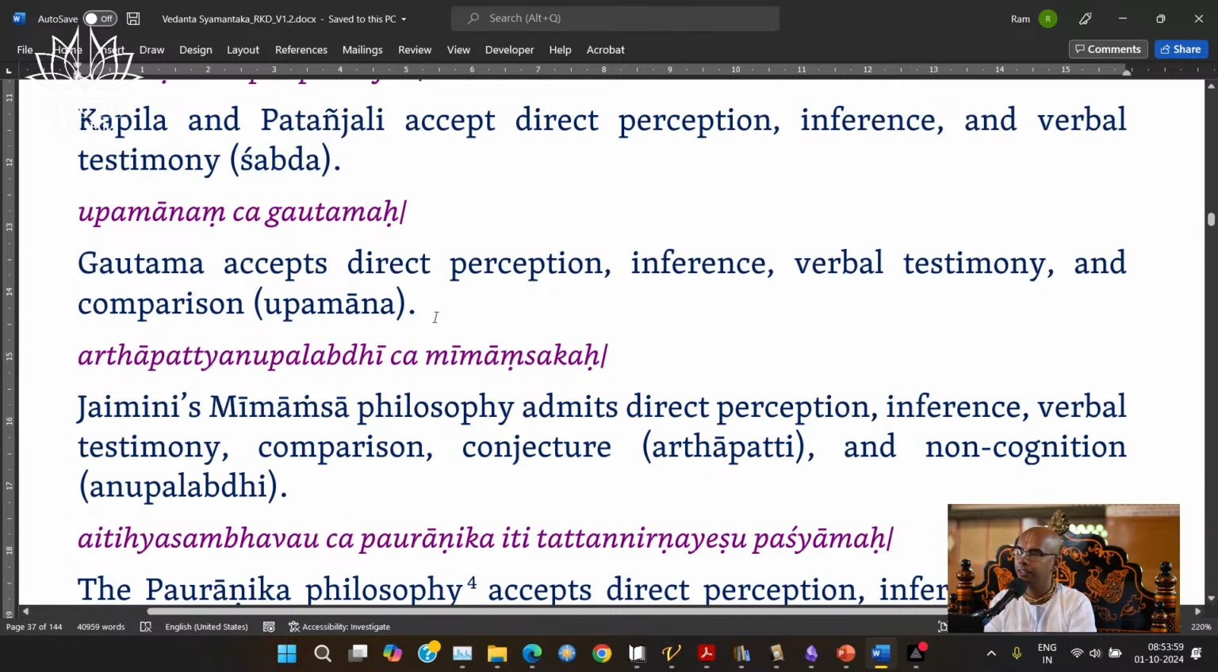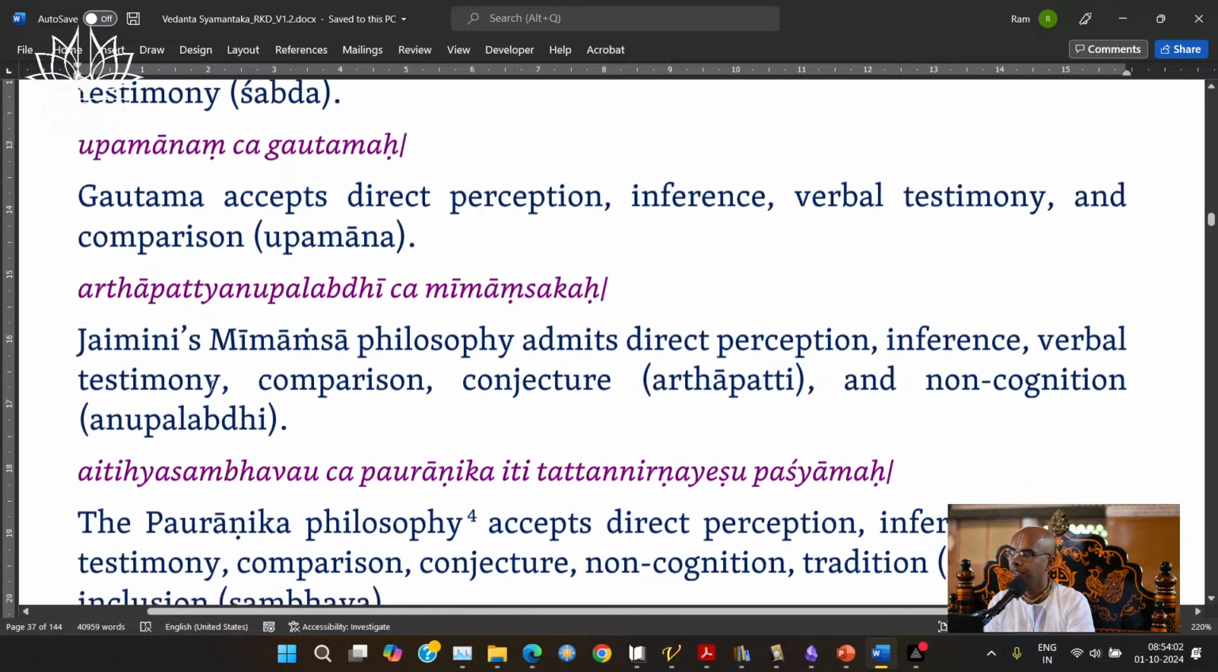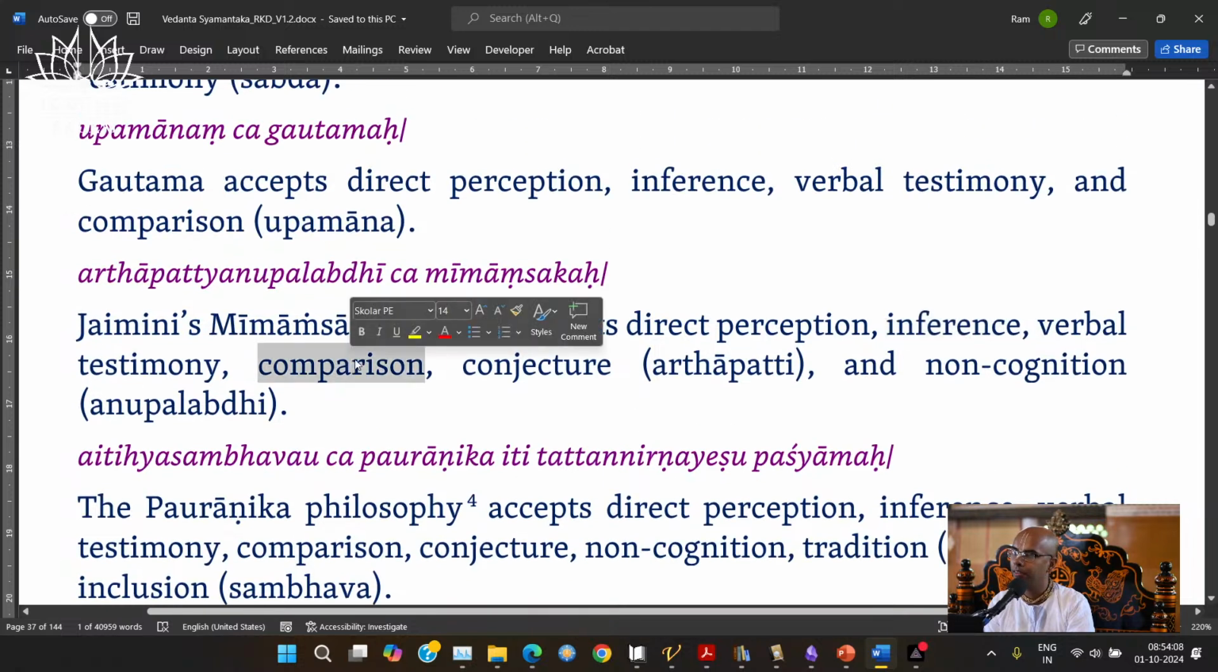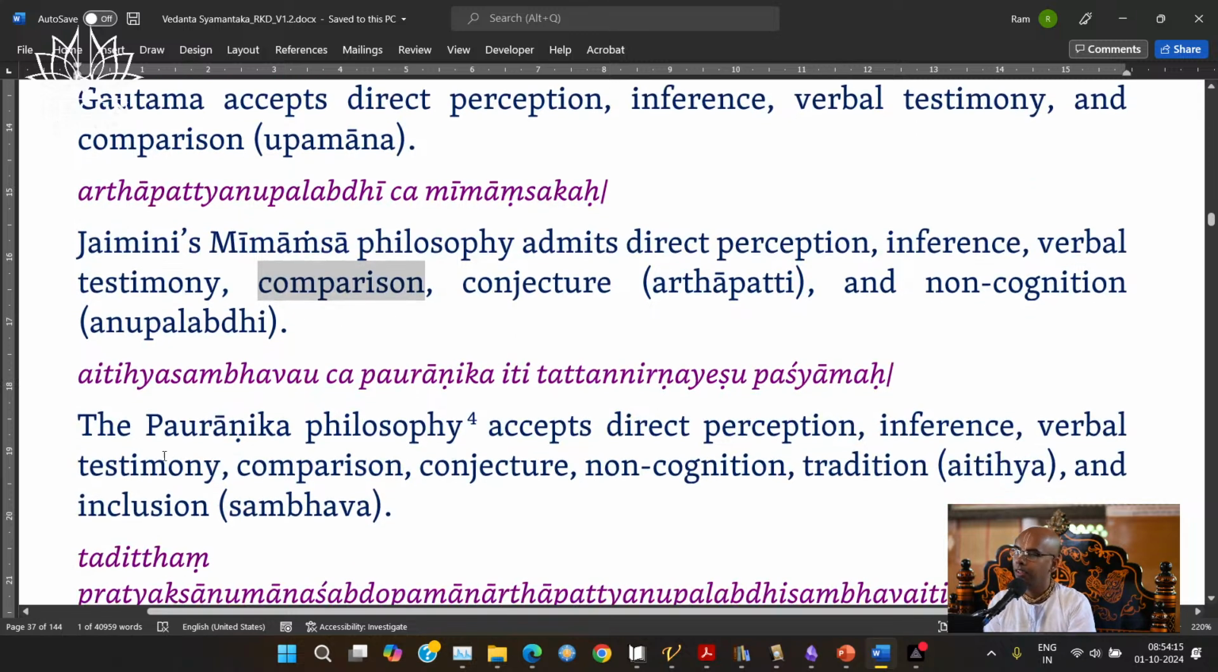We will discuss all this in a bit more detail, maybe next class. Jaimini's Mimamsa philosophy admits Pratyaksha, Anuman, Shabda, then Upamana, and then conjecture or postulation called Arthapatti, and non-cognition or Anupalabdhi. The Pauranika philosophy accepts direct perception, Pratyaksha, inference, Anuman, verbal testimony, Shabda, comparison, Upamana, conjecture, Arthapatti, non-cognition, Anupalabdhi, tradition, Aitihya, and inclusion, Sambhava.